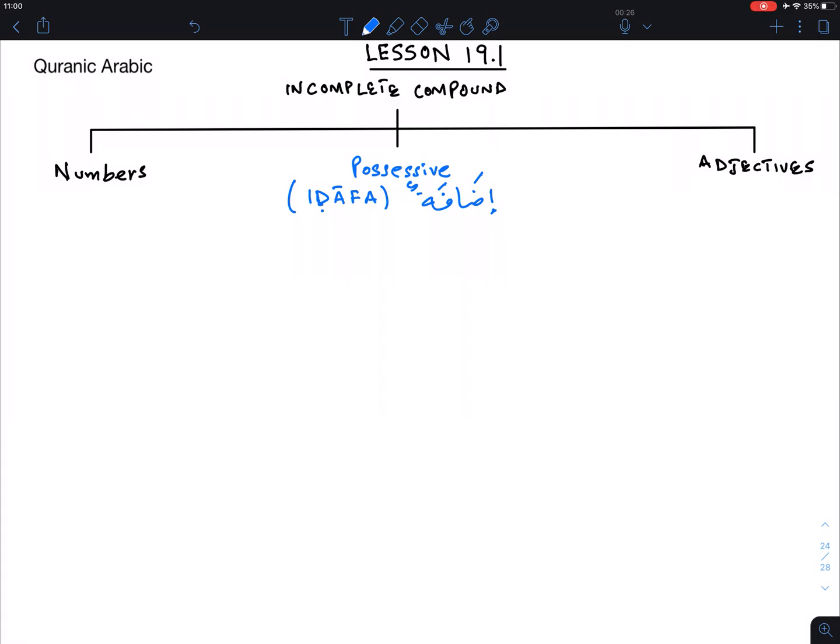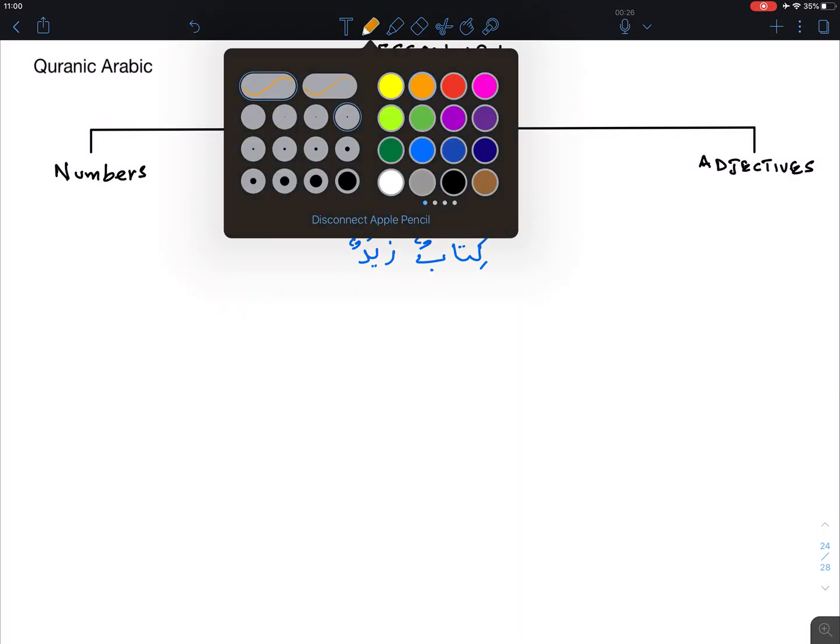I'm going to continue to use the word kitabu, because I don't want to add new vocabulary, and at the moment I don't want you to be confused by that. So, kitabun, and another word we can use or name is zaydun. Okay? Zaydun, both of these are nouns.